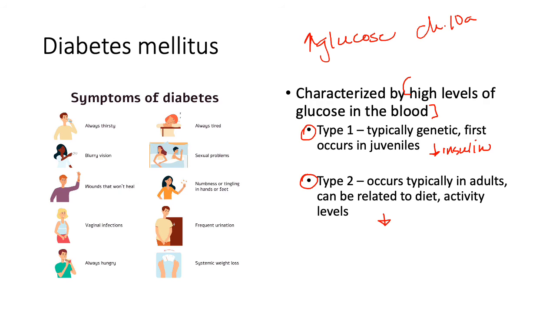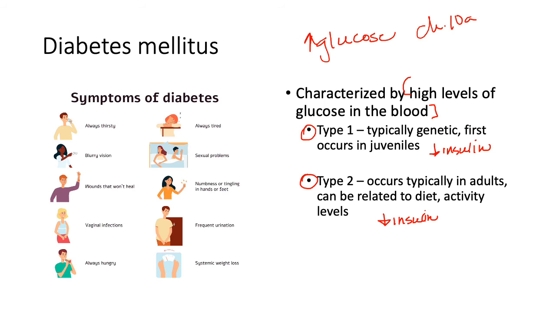It can also be caused by someone no longer producing enough insulin to regulate their blood glucose, but there are other factors as well. Sometimes their cells don't store glucose properly and things like that. So it's not just related to insulin. There can be other factors that are not functioning correctly in type 2 diabetes.